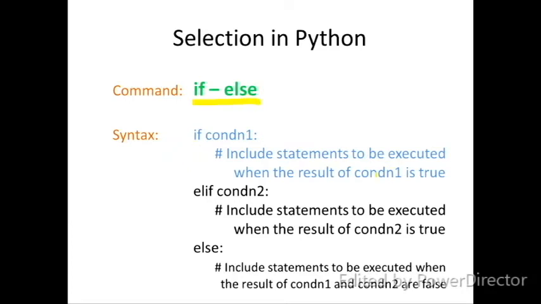Now if we are checking the first condition, the keyword for the next condition is elif, which is a combination of else if, followed by the second condition. This set of statements will be executed when condition 2 becomes true. Else will get executed when both the conditions are false. Okay, is it that clear?